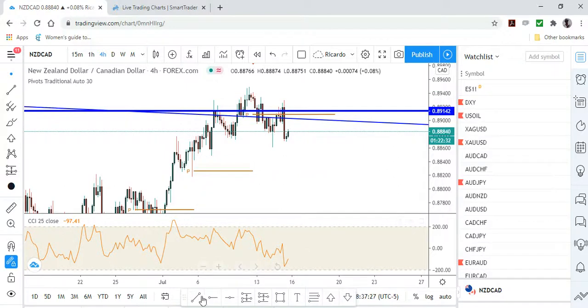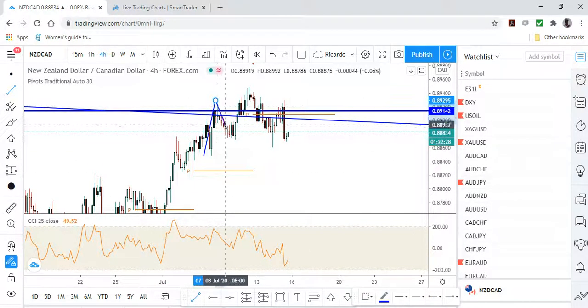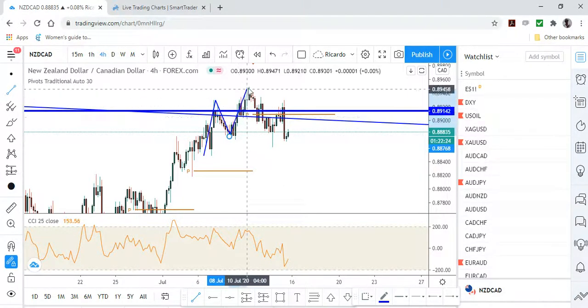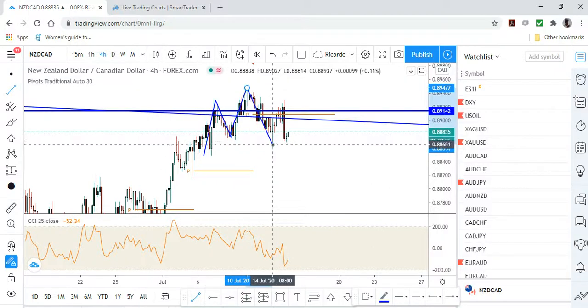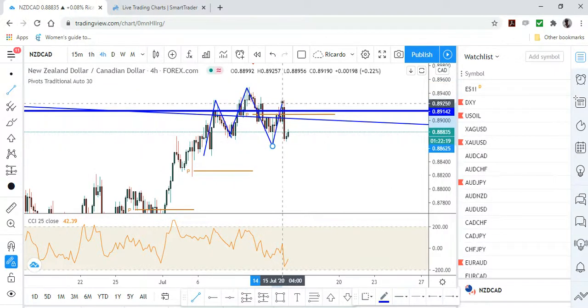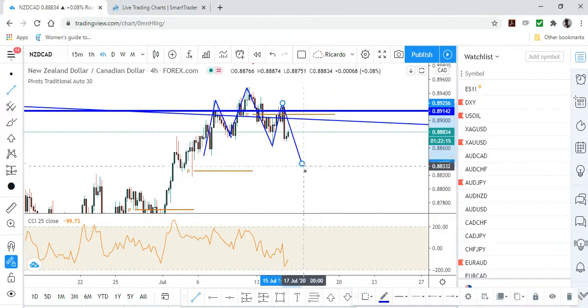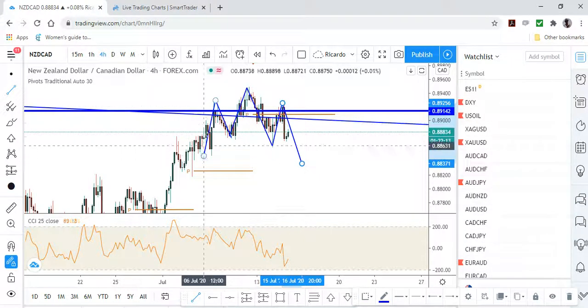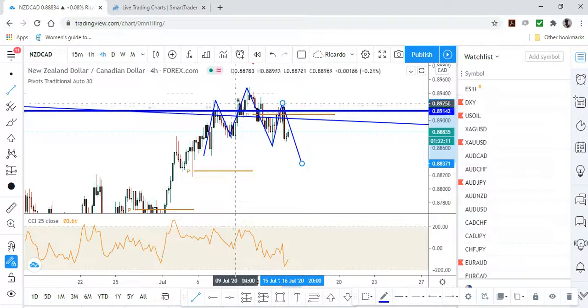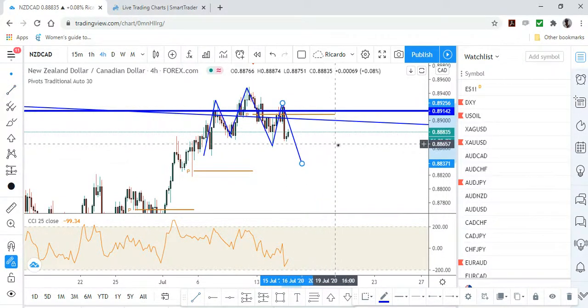Right off the bat, one of the things that I can see is the market possibly looking to crown. We have a left tip over here, then we have a center tip, then we have a right tip right here. And right now we're looking for the market to fall. So this is a crowning pattern: left tip, center tip, right tip, and then fall. So that is a reversal pattern.